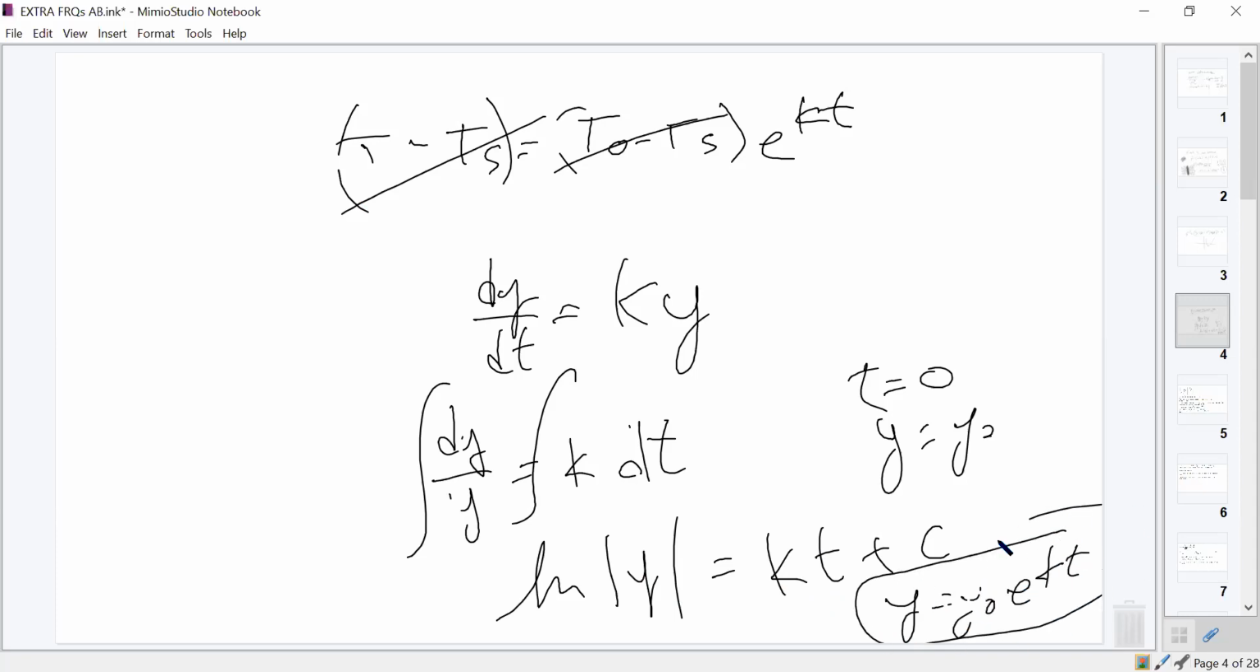And that's just your exponential growth equation. And same thing comes from the temperature minus the surrounding temperature and the initial minus the surrounding. Works out the exact same way.